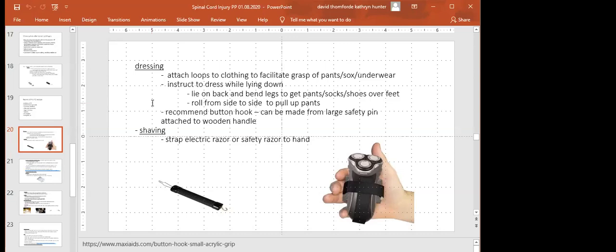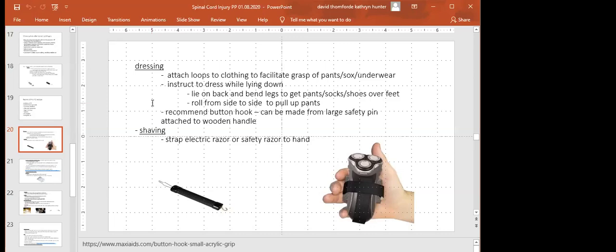If you're sitting and having to pull your pants up under your bottom, you have to stand up, which can be really difficult if you have weakness in the legs and trunk. But if you have the patient lie on their back, they can use their arms to bend one leg at a time, cross it over one knee at a time, and then they can get the pants down over their feet. And then once the pants are over their feet, they can roll from side to side and pull the pants up on one side at a time.